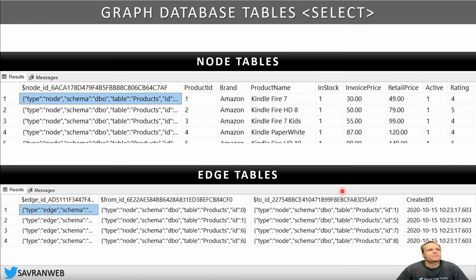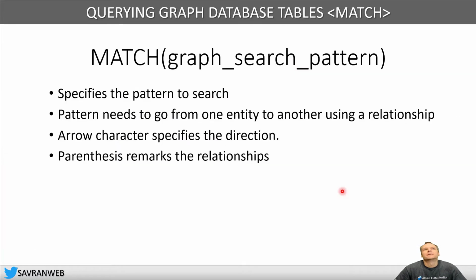All right. Now, if you want to find the data in graph database tables, you are still going to use the select statement, but you need to use a new syntax in your where clause, which is match. Match takes a graph search pattern, and the graph search pattern specifies the pattern to search in the graph database tables. The pattern needs to go from one entity to another entity by using a relation, and that's the minimum requirement. You can have multiple if you like.